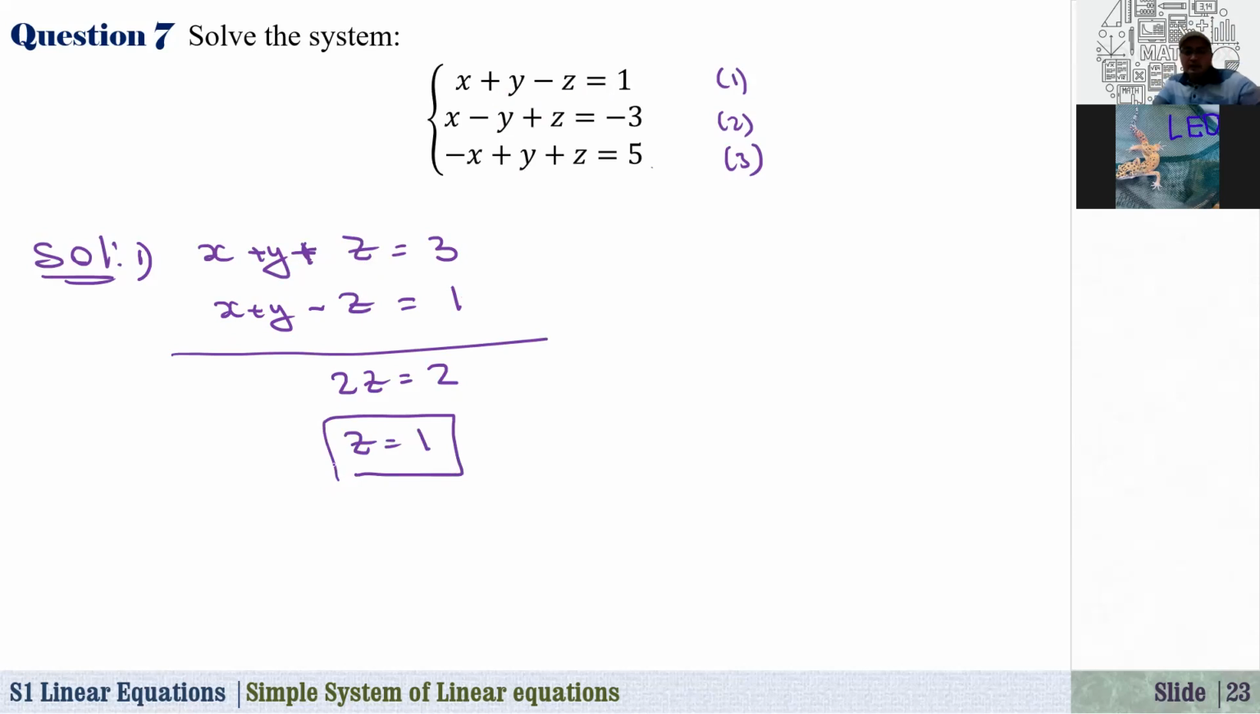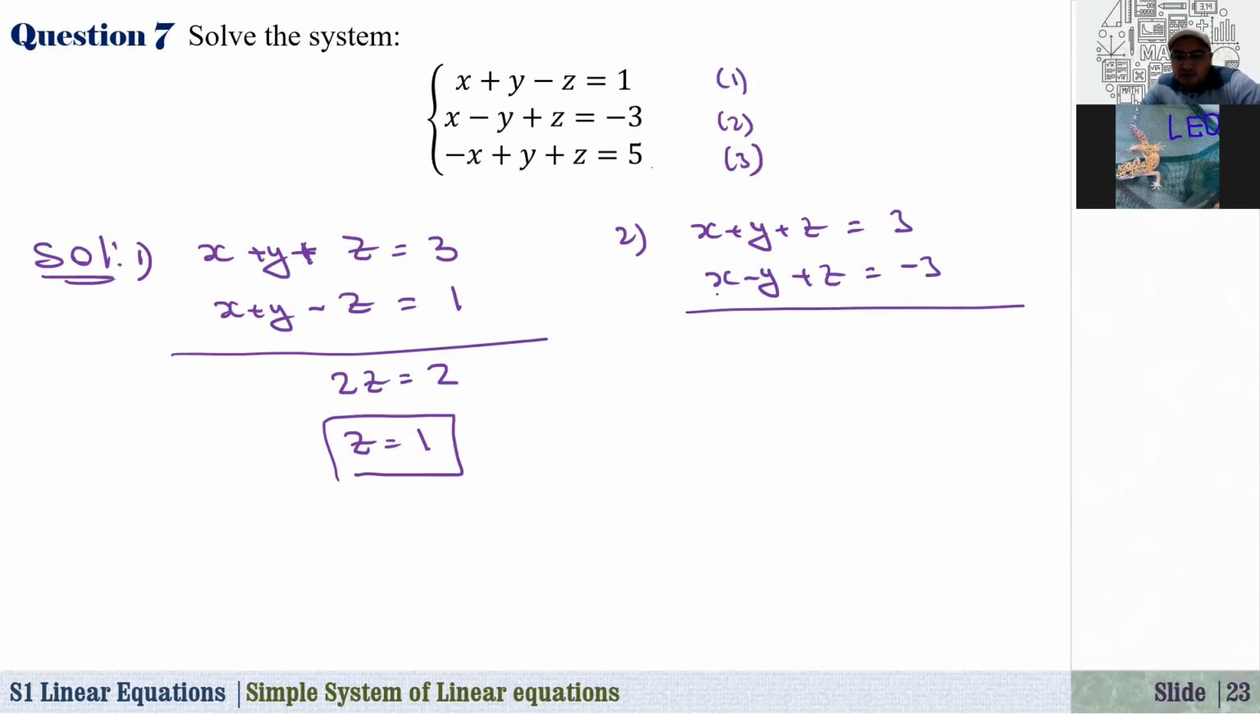Okay. And the second step is, again, let me just write here, x plus y plus z is equal to 3. Write the second equation, x minus y plus z is equal to minus 3. So now again, if we subtract, x minus x, 0, y minus y is equal to 2y, z minus z equals 0, 3 minus minus 3, that's equal to 6. So from here, y is equal to 3.